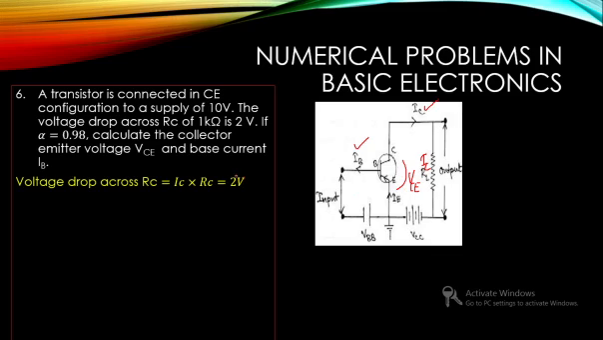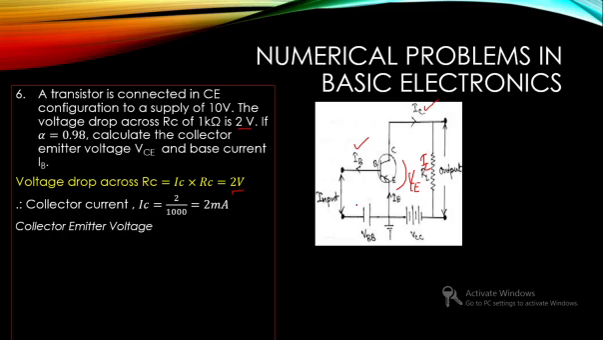So that is given. The voltage drop across the resistance is given by current into resistance, IC into RC, and it is given as 2 volt. So we have 2 volt here, from which you can calculate the collector current. So collector current will be given by the voltage divided by resistance. 2 divided by RC is 1000, 1 kilo ohm means 1000. So it is 2 milliampere.